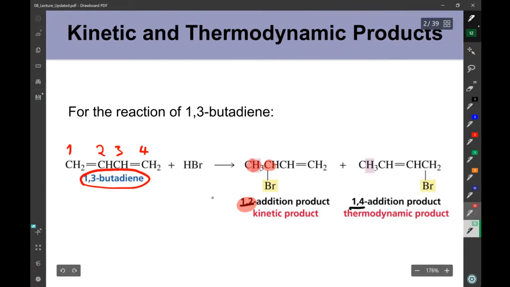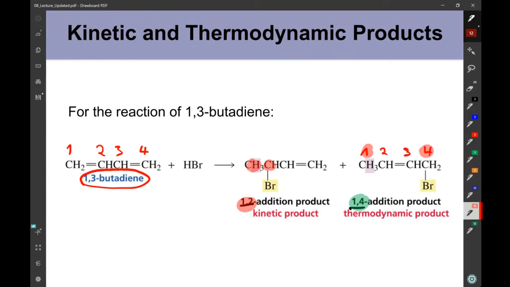Then the second product is referred to as a 1,4 addition because, if you notice from the nomenclature, you ended up adding a hydrogen on carbon number 1 and the bromine on carbon number 4. So that's why this is called a 1,4 addition. That's the first thing I want you guys to take note of: the difference between a 1,2 addition product and a 1,4 addition product. In a 1,2, you are adding a hydrogen on carbon 1 and a bromine on carbon 2. And in a 1,4, you are adding the hydrogen on carbon 1 and the bromine on carbon number 4.